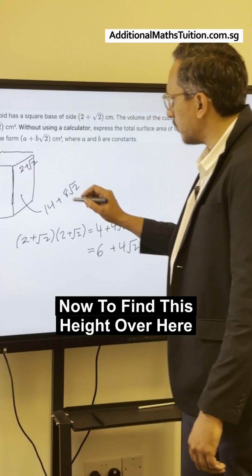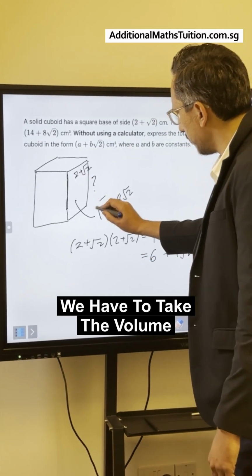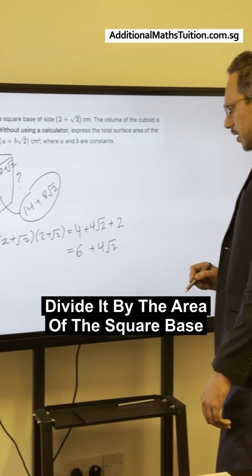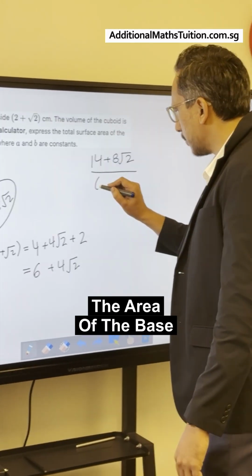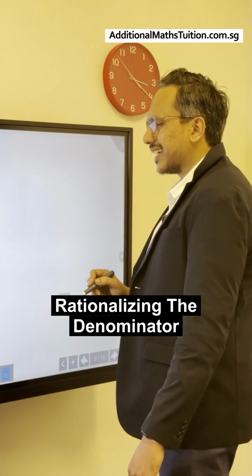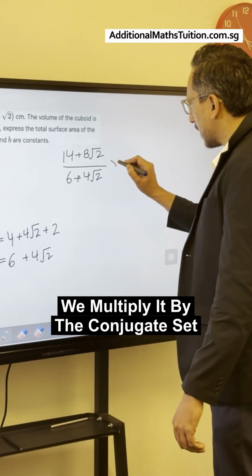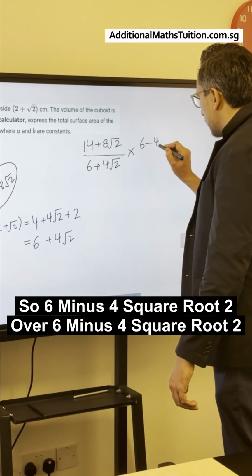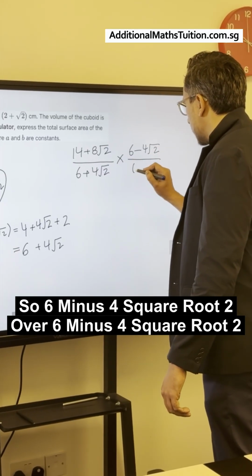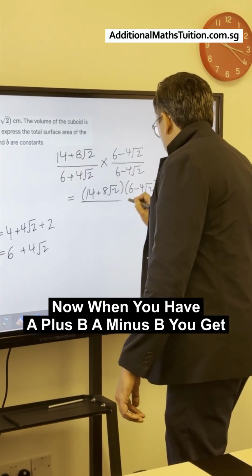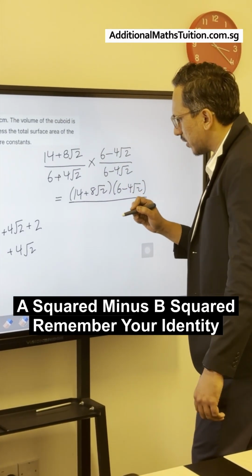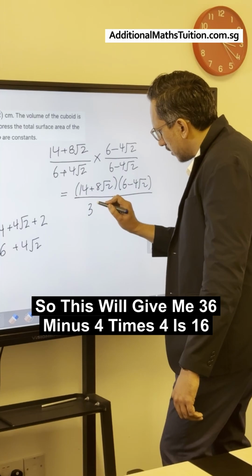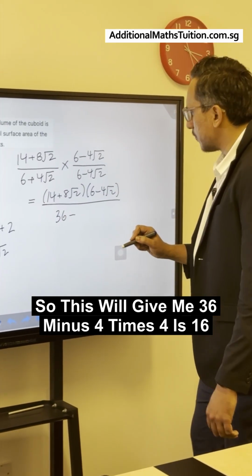Now, to find this height over here, we have to take the volume divided by the area of the square base. Now, the volume we know, divide that by the area of the base. Now, here we can do what is called rationalizing the denominator. We multiply it by the conjugate: 6 minus 4 square root 2 over 6 minus 4 square root 2. Now, when you have a plus b, a minus b, you get a squared minus b squared. Remember your identity. So this will give me 36 minus 4 times 4 is 16.